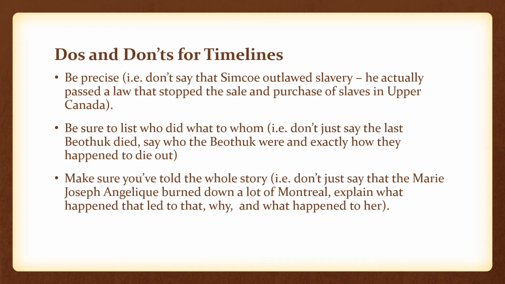Be precise. Make sure you've got it right and that you're not overgeneralizing or exaggerating. So don't say that Lord Simcoe outlawed slavery. Lord Simcoe, this was in the Isiju reading. It's also mentioned in the Rain Doe reading, the Ontario's Black Pioneers reading. He actually passed a law that stopped the sale and purchase of slaves in Upper Canada. He stopped the import and export. He didn't outlaw slavery. So make sure you're accurate.